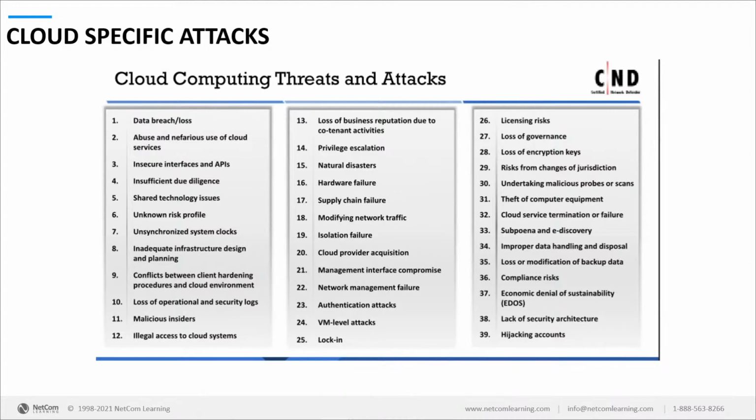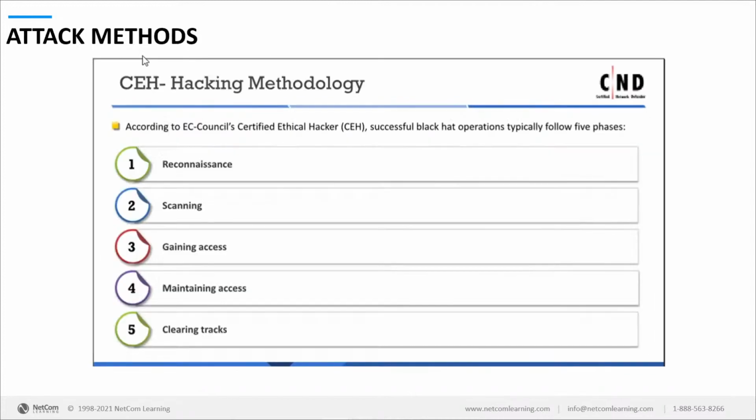The EDoS game, as I mentioned before: lack of security, architecture, and accounts being hijacked. Okay? A lot of problems in cloud computing. It's just as easy to get exploited using the cloud. It's even more so, I think. If, though, a cloud system is engineered and implemented properly, okay, it can be as secure as a local system.